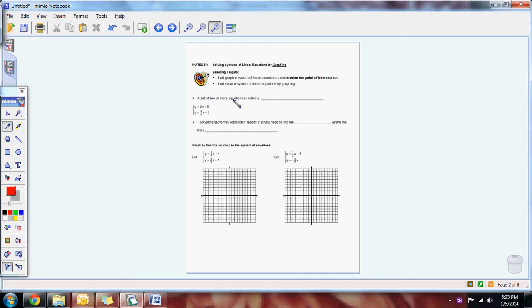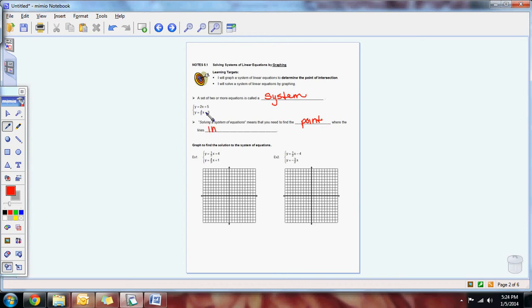So today you're going to graph a system to find the point where they intersect, and then you're going to solve the system by graphing. So a set of two or more equations is called a system, and it looks like this. This is what we're going to be seeing throughout this entire unit. So it usually has this little bracket, and this is a system of equations because it's multiple equations.